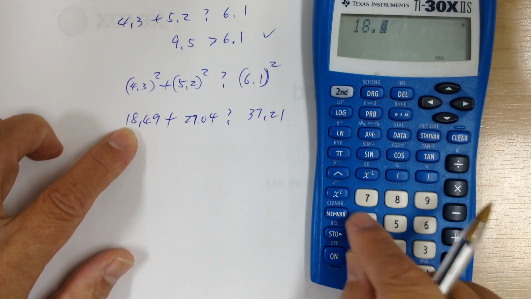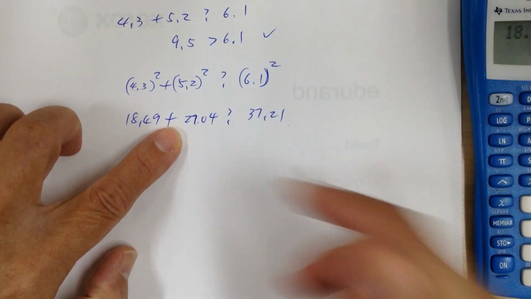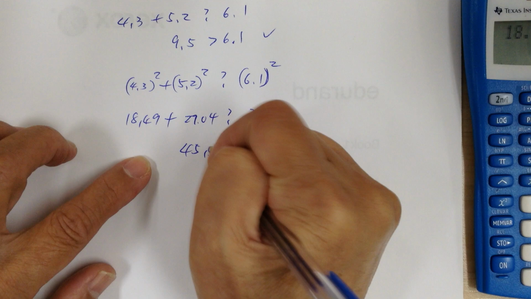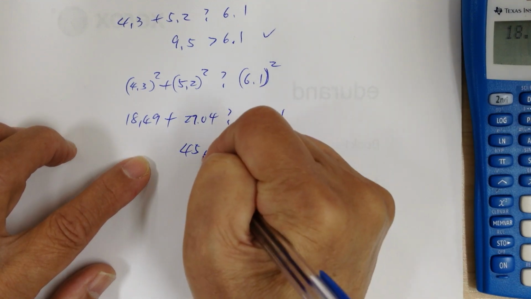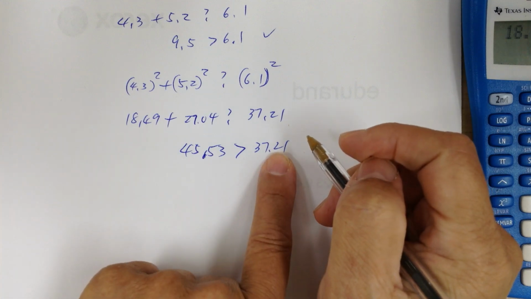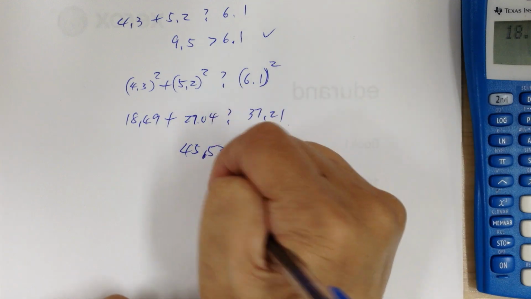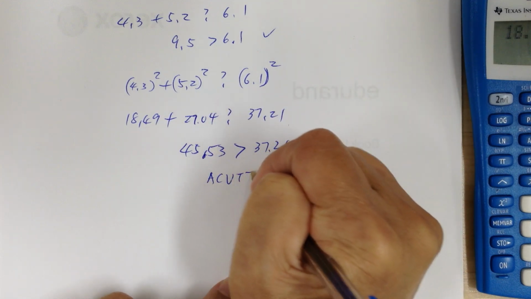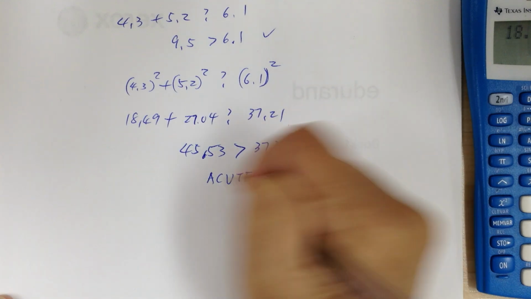So you're going to add these together. 18.49 plus 27.04 equals 45.53, which is greater than 37.21. So the hypotenuse is smaller, which means the angle is smaller than 90, so you're going to get acute. So this is going to be an acute triangle.